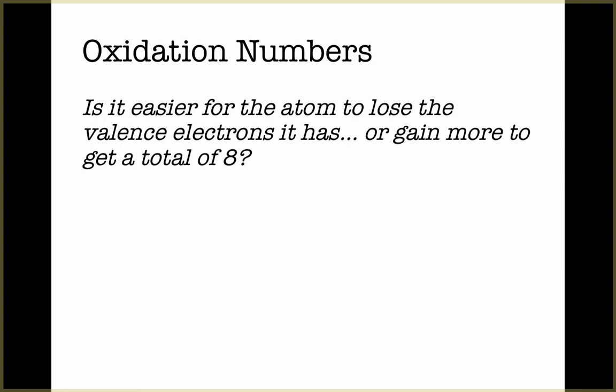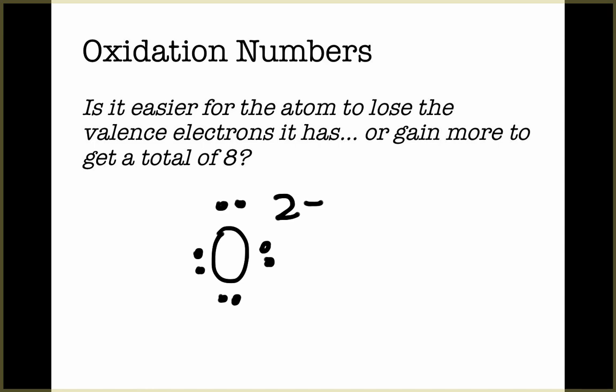Let's look at another one. What about oxygen? Oxygen has 6 valence electrons, right? Is it easier for oxygen to lose those 6 or gain only 2? And if you said gain 2, that is absolutely correct. If it gains those 2 electrons, it gained 2 negatives and as a result has a charge or oxidation number of -2.